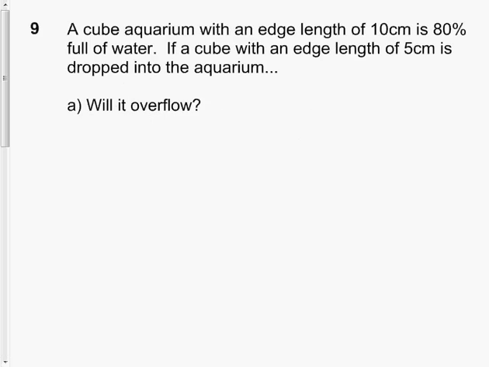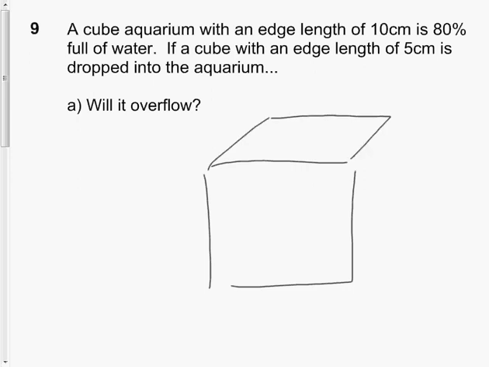A cubed aquarium. Okay, so I'm going to draw it first, a cubed aquarium with an edge length of 10 centimeters. That's a very small aquarium. That's like for, I don't even know what would fit in there. So 10 centimeters by 10 centimeters by 10 centimeters is 80% full.